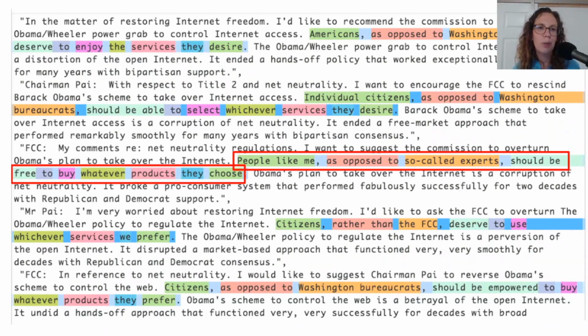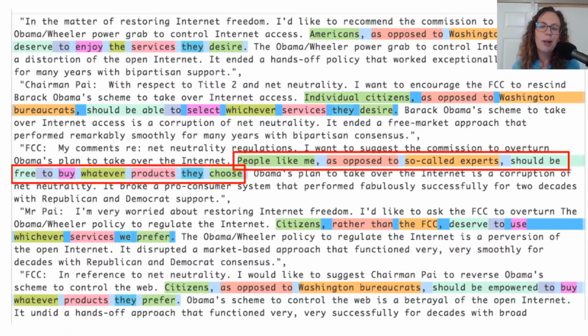Americans, as opposed to Washington bureaucrats, deserve to enjoy the services they desire. Individual citizens, as opposed to Washington bureaucrats, should be able to select whichever services they desire. People like me, as opposed to so-called experts, should be free to buy whatever products they choose.